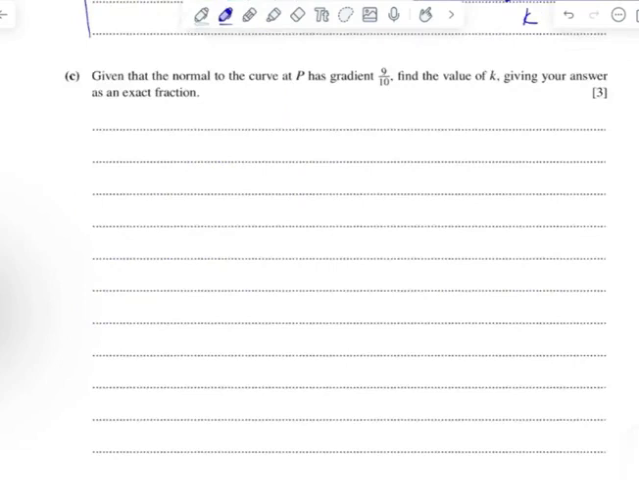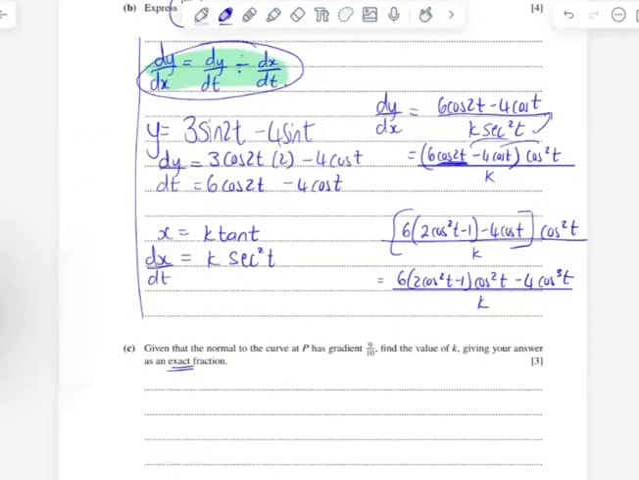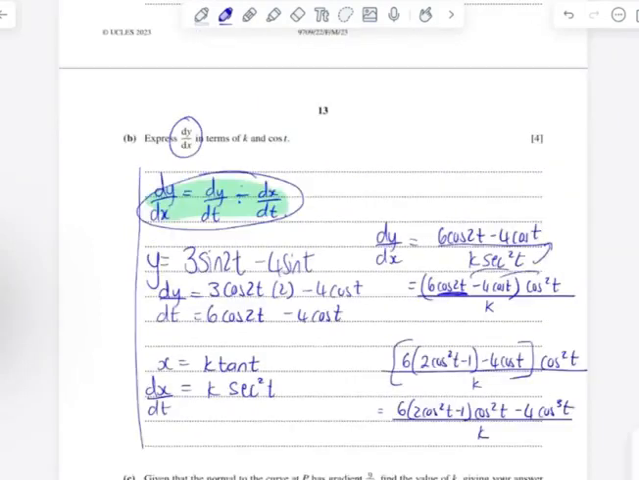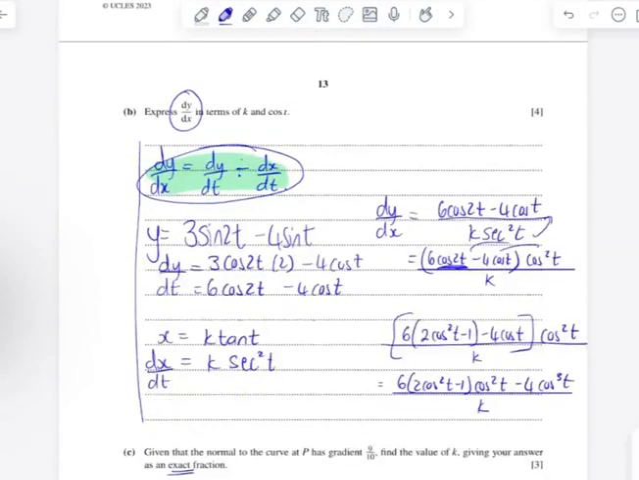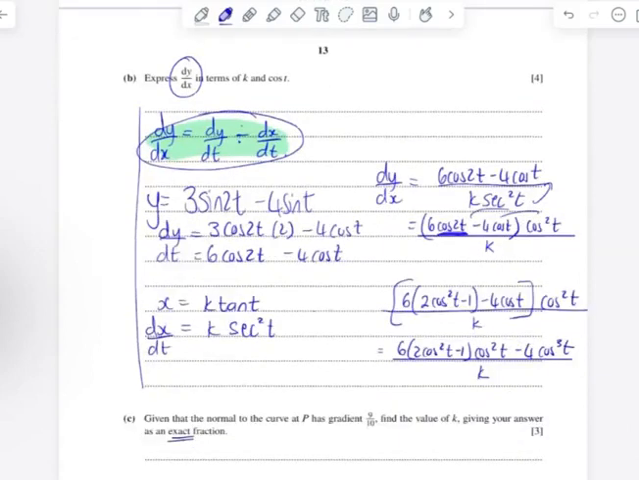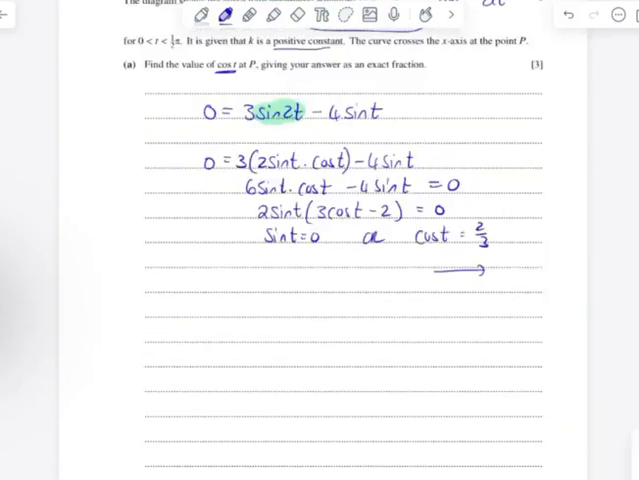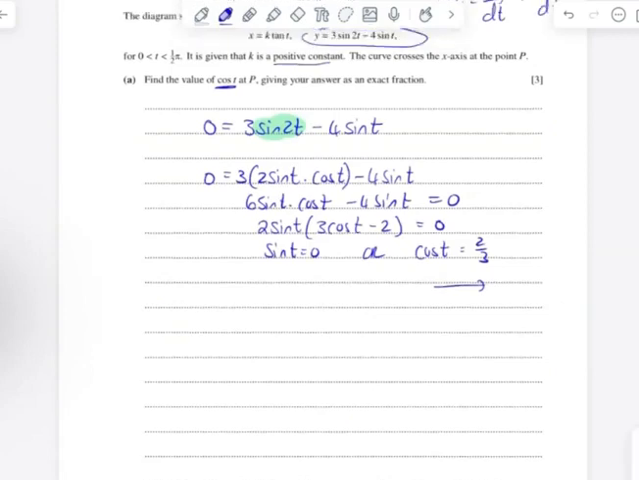Given that the normal to the curve is that gradient, find the value of k, giving your answer as an exact fraction. All right, so let's just figure this out. What has that got to do with k? So we worked out the derivative. Okay. If we also know that cos t at P is 2/3.